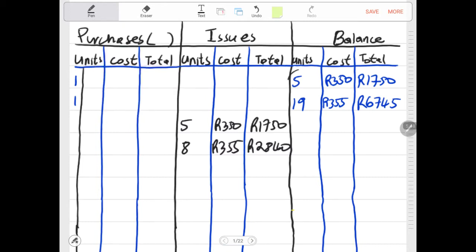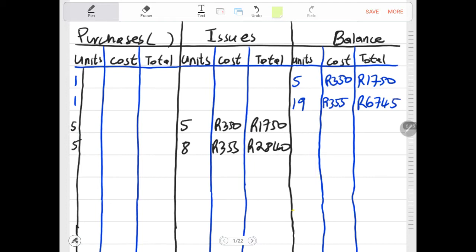Remember, first in must be issued first out. So we took first the 5, then we took 8 out of that 19, so that the total of the inventory that we have issued is 13. So now make sure that you always issue everything that you are required to issue from the different types of inventory that you have at their different prices. Now this was on the 5th day of the month.